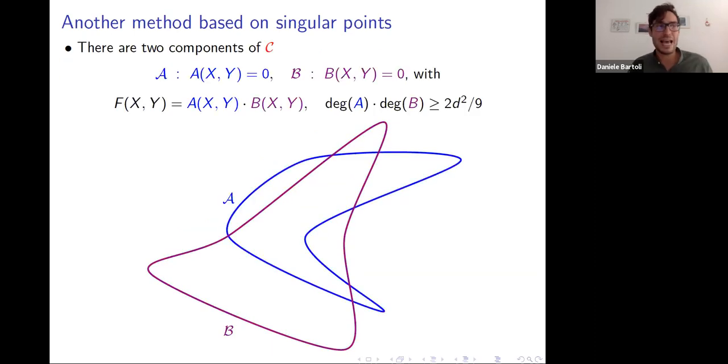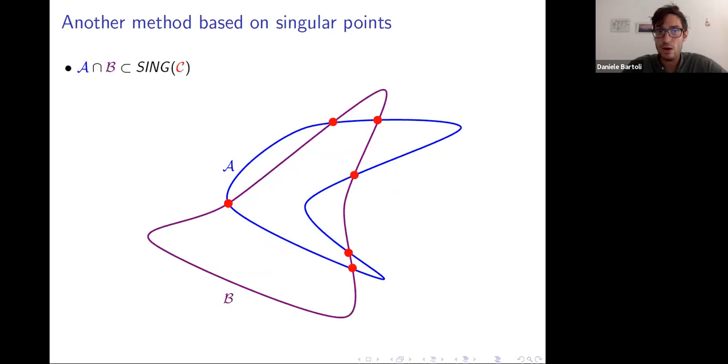Now, this means that the polynomial f of x and y can be factorized into many factors. Now you can manage to put a few of these factors together and divide them into two big factors, capital A and capital B, in a way that the degree of A is very close to the degree of B, namely the product is larger than 2d squared over 9, where d, I remind you, is the degree of the starting curve C. Now, these two components, A and B, are not absolutely irreducible, clearly, because they are usually unions of components of the starting curve C, but they intersect at singular points of the starting curve C.